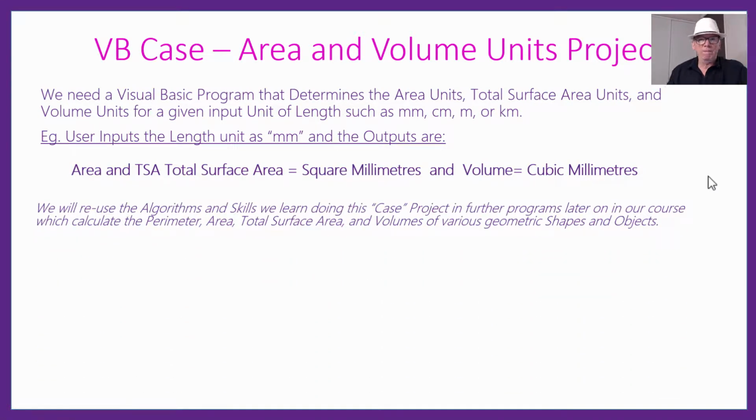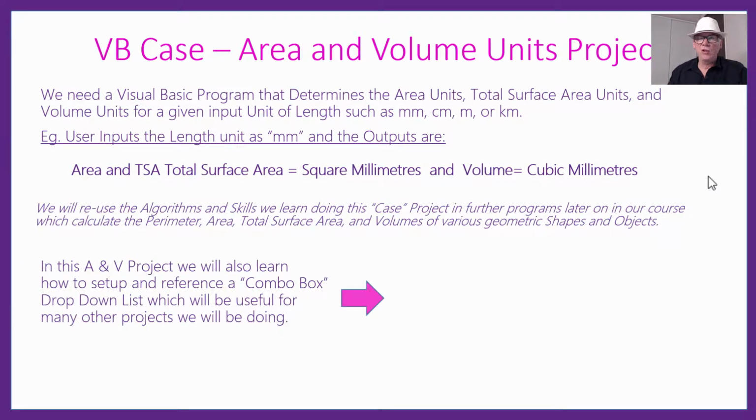We're going to reuse these case statement drop-down combo lists in later lessons. Although this is fairly simple in this lesson, the combo box drop-down list for units will be very useful when we do our next lesson, which is on rectangle, area, and perimeter.